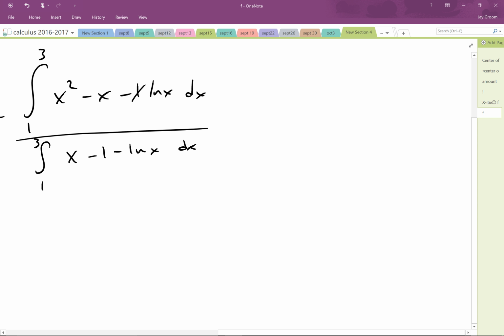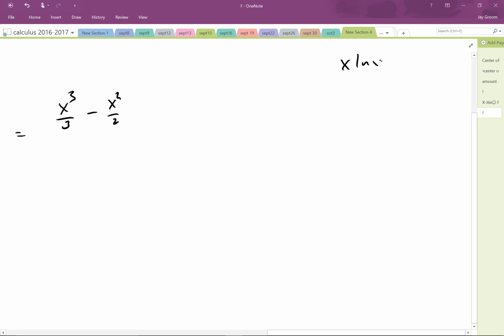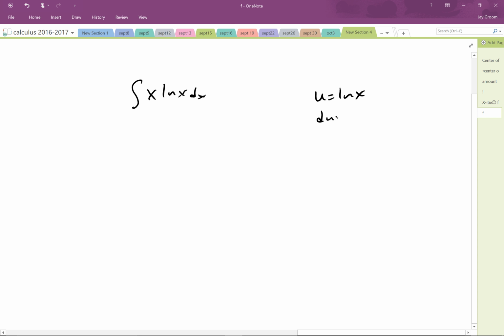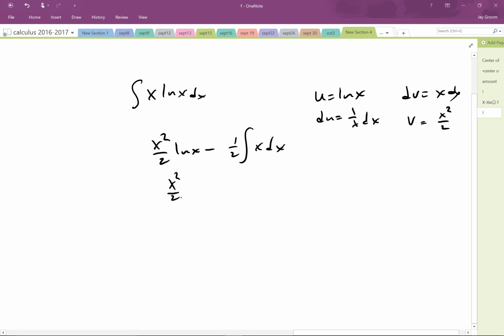All right, so let's do the top. So clearly this is x cubed over 3 minus x squared over 2. If you had x ln of x, how do you take the integral of that? You let u equal ln of x, because it's literally LIATE. Right? So you're going to get x squared over 2 ln of x minus half of an x dx. So it should look something like that.